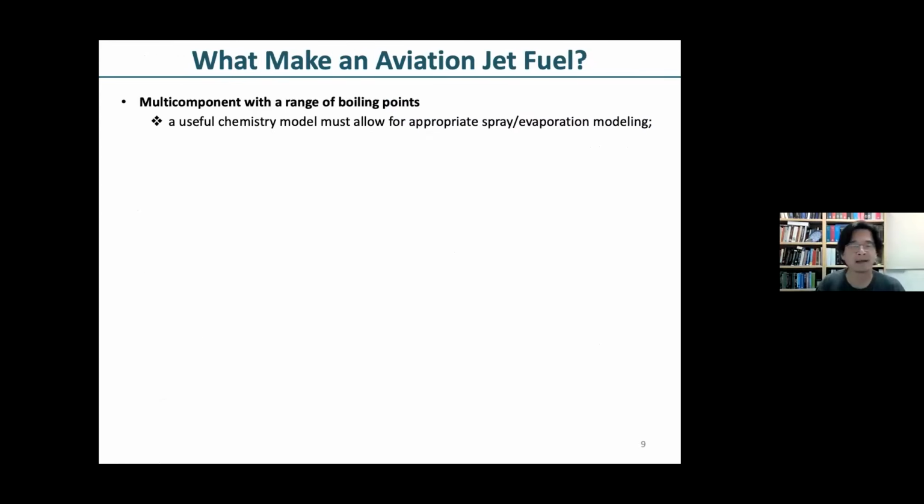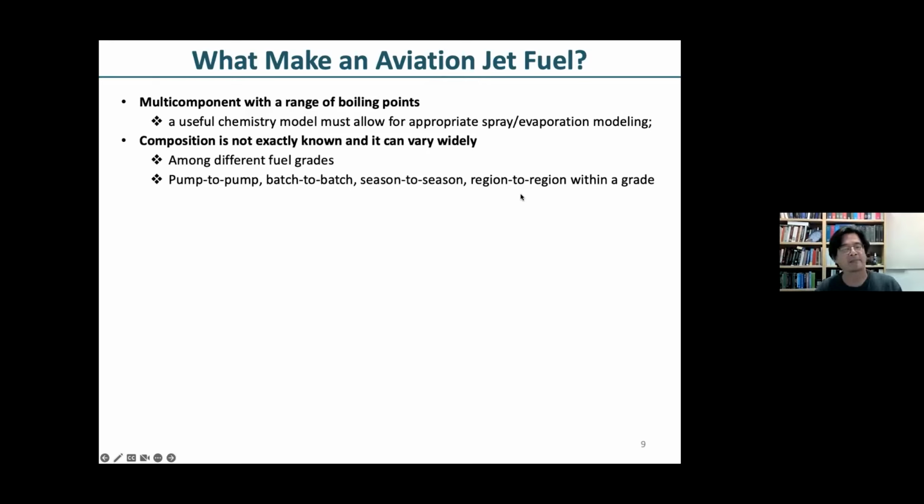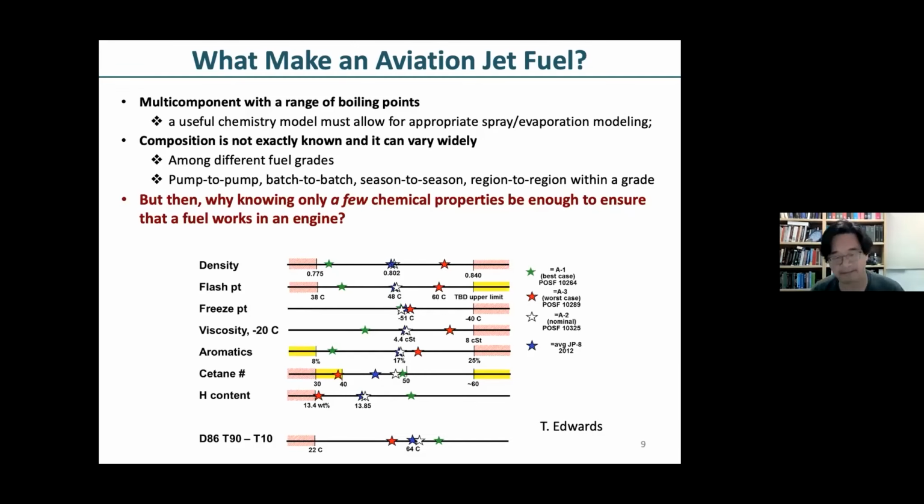Okay. Let me summarize. What is a multi-component real fuel? And I use aviation jet fuel as an example. It's a multi-component with a range of boiling points. Okay. So a useful chemistry model must allow for appropriate spray and evaporation modeling. That means we probably should just directly experiment and develop a model for the real fuel, multi-component or not. Composition is not exactly known. It can vary widely among different fuel grades. They can vary from batch to batch, season to season, region to region within a grade.